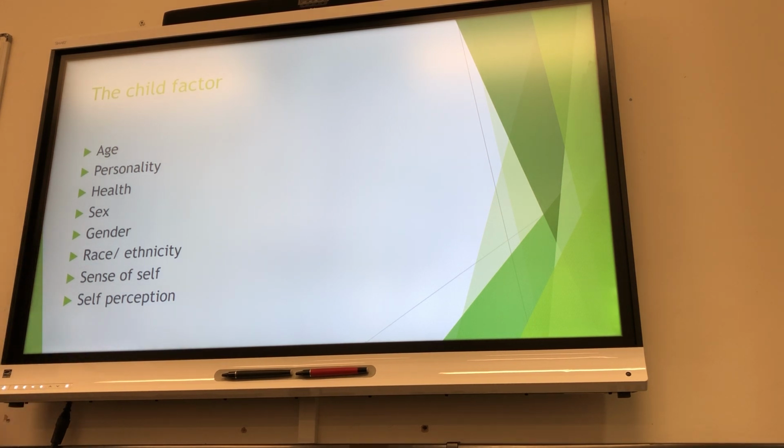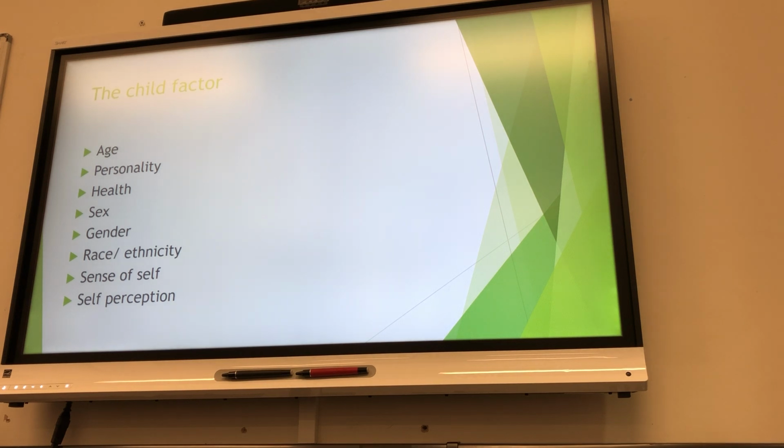Right, gender. Gender is what you refer to yourself as, isn't it? Yes, gender is how you identify yourself. Again, that has an impact on how you work with children. If a child identifies themselves as a particular gender, you need to respect that because it's a sensitive area, both for the child and for their family.